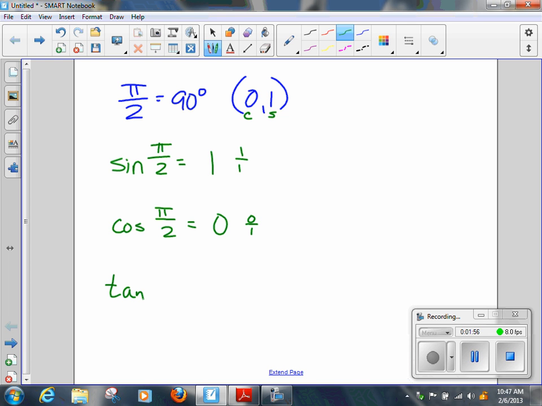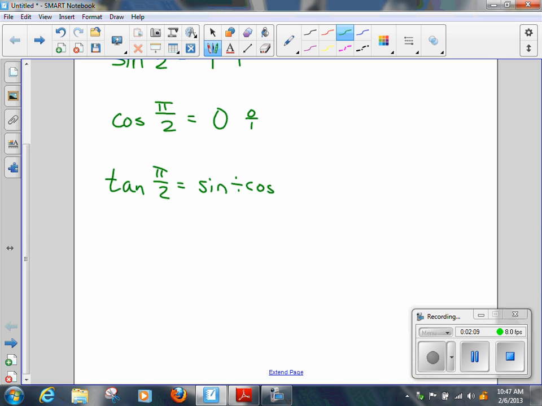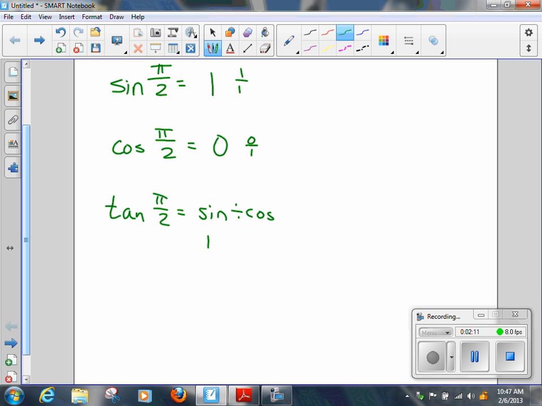Tangent, how do I find tangent? This is really the only one I have to calculate to figure out. It is sine divided by cosine, isn't it? And I'm going old school. I have to go old school. Sine divided by cosine. I'm going to multiply by the reciprocal. Check this out. Look what happens. When you multiply across, you get 1 over 0. What's my answer?